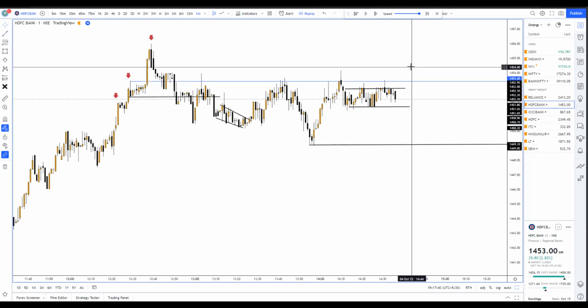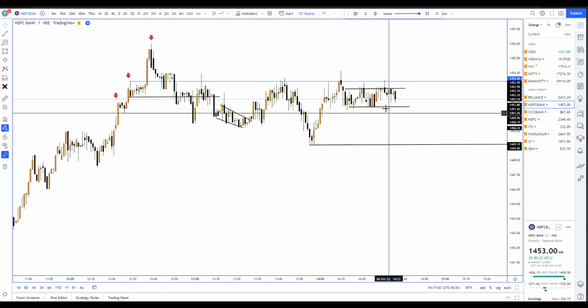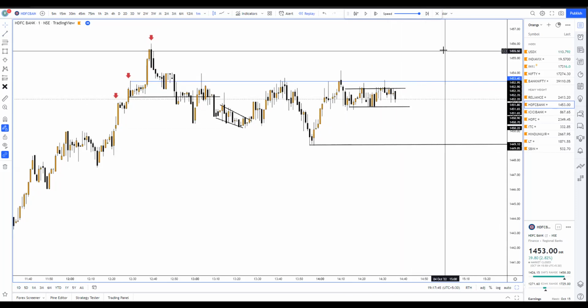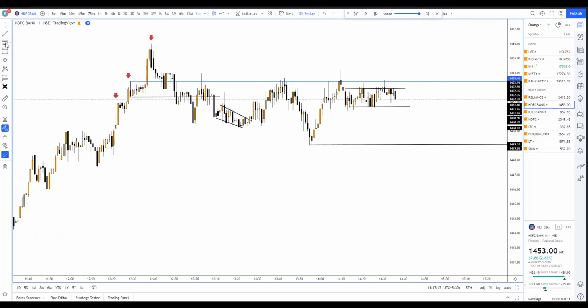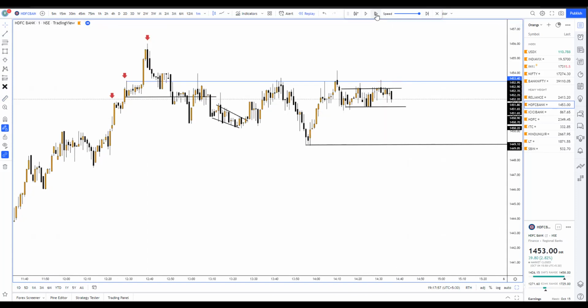So he can do two things. He can take out the top and reverse back, or he can take out the low and go back up. And how much time has passed here? After our entry, from this candle to this candle, 24 bars. So we are in a trade of at least 25 to 30 minutes, right? So let's play on this.